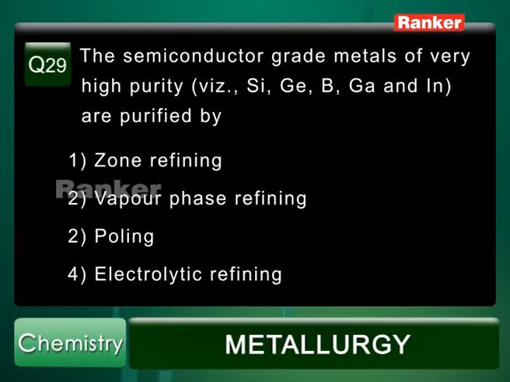Question number 29. The semiconductor grade metals of very high purity like silicon, germanium, boron, gallium and indium are purified by: first option zone refining, second option vapor phase refining, third option pooling, fourth option electrolytic refining. The correct answer is first option zone refining. Zone refining can be used to get ultra pure metals which can be used for making semiconductors.